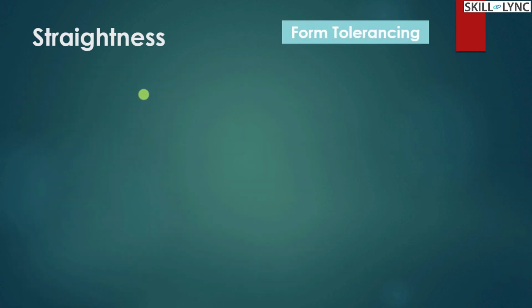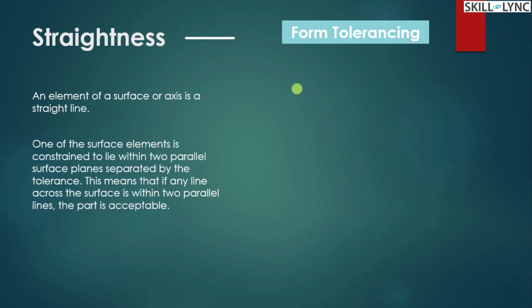Going forward, straightness is part of form tolerancing, that is, you are applying the tolerances to the form of the object. This is the symbol for it, a straight line. The definition goes like this: an element of a surface or axis is going to be a straight line, and hence one of the surface elements is going to be constrained to lie within two parallel planes separated by the tolerance. It means that the form of that surface has to be constrained between two planes.